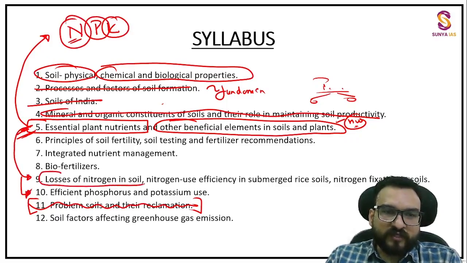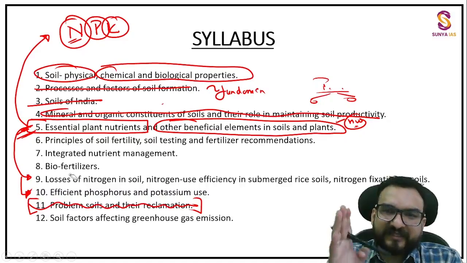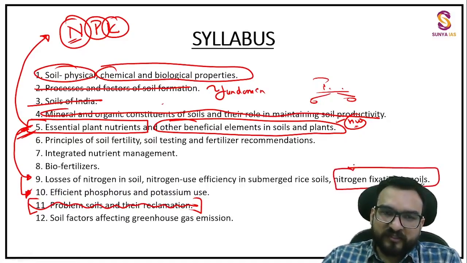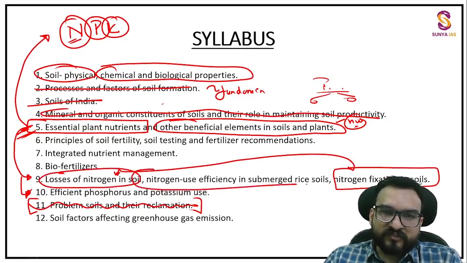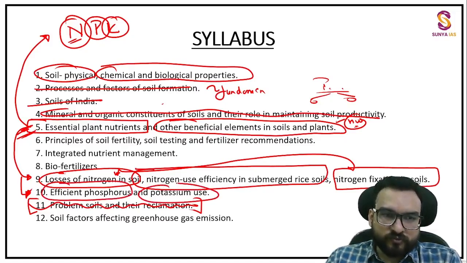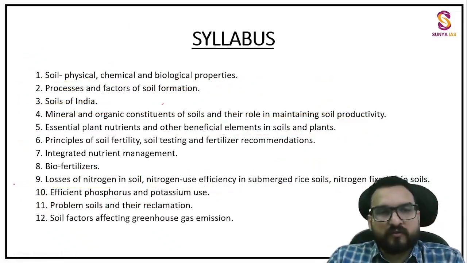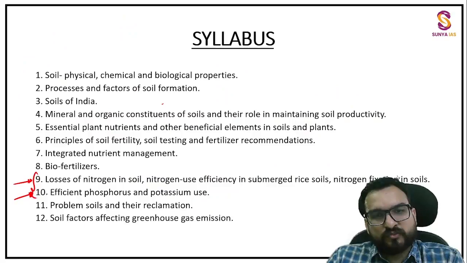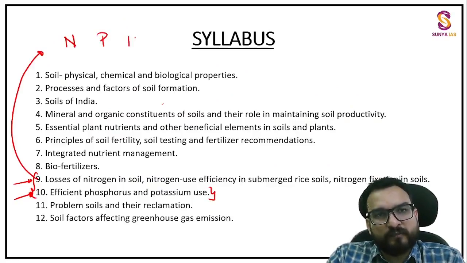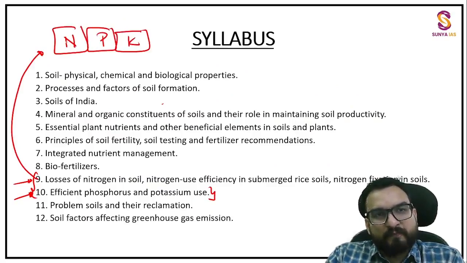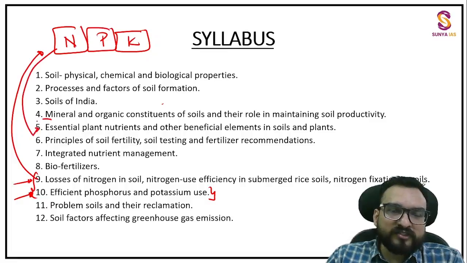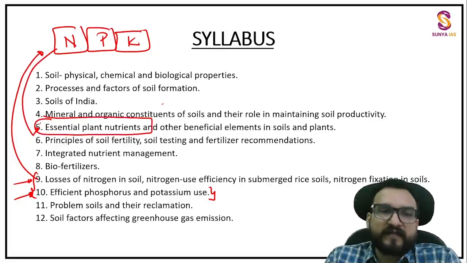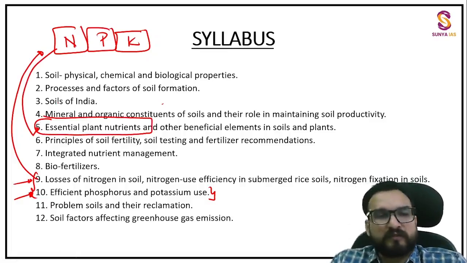Don't study the syllabus as it is, I am saying. Study from here: nitrogen fixation, then how nitrogen is getting lost, and then nitrogen use efficiency in submerged rice soils. Then we'll see efficient phosphorus and potassium. Today's agenda will be to cover these two topics, and by doing this you will get extra knowledge. Your knowledge will be reinforced about NPK, which we have seen as primary nutrients or macronutrients under the essential plant nutrients category. I hope you must have revised this, because on similar lines we are going to cover this today.